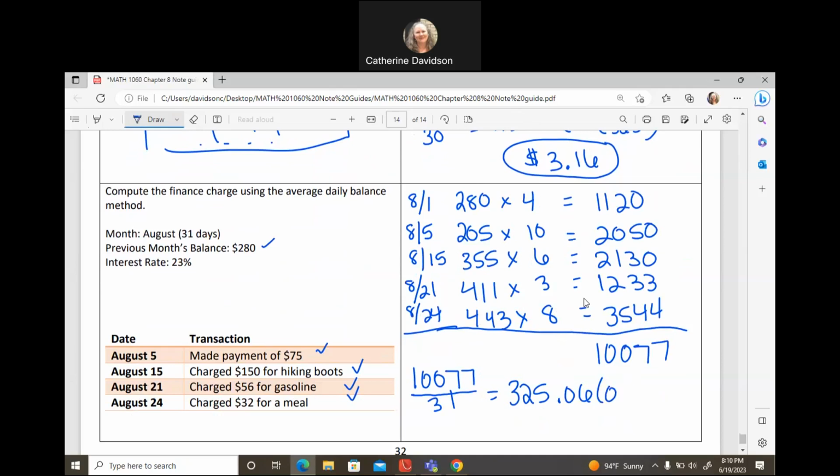So now I need to find the finance charge. The interest rate is 23%. But with the average daily balance, we're not going to divide by 12. We're going to multiply by 31 over 365. Let me make that a little bit neater. So put all that in. So that finance charge is $6.35.